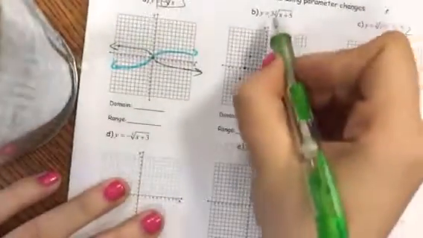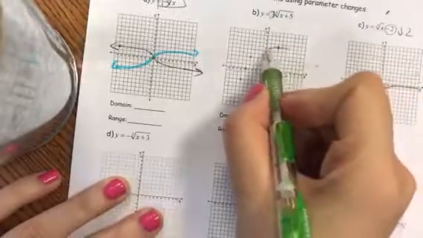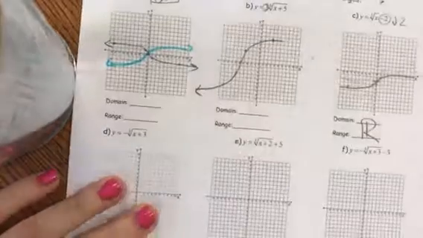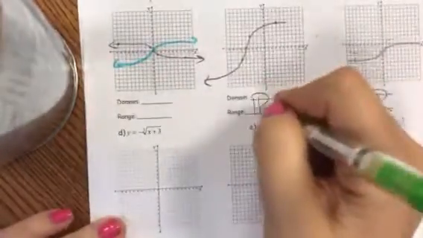This one might look a little bit weird, but you have to remember it's being stretched by 3, so it's really getting stretched out here, and it would eventually look like that on the other end. Again, domain and range for all of these, all real numbers.